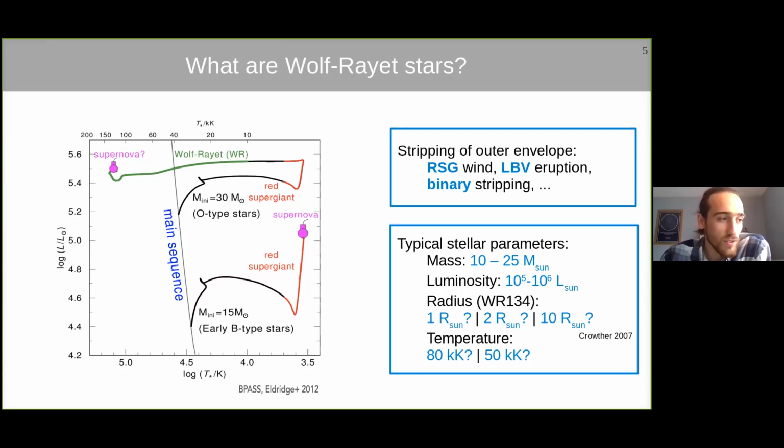And these envelope stripped Wolf Rayet stars typically are left with a stellar mass of about 10 to 25 solar masses, and a luminosity between 10^5 and 10^6 times the luminosity of our sun. Now, when we want to describe the radius of Wolf Rayet stars, that's a bit more complicated. Typically, for a single Wolf Rayet star, you can find in the literature many different numbers for the radius. So here I took an example for WR134, where if you try to derive its radius from observations, you typically find something like 10 solar radii.